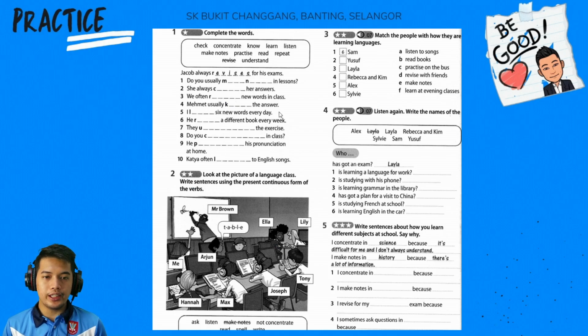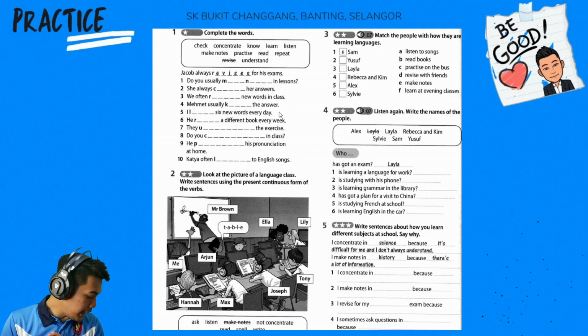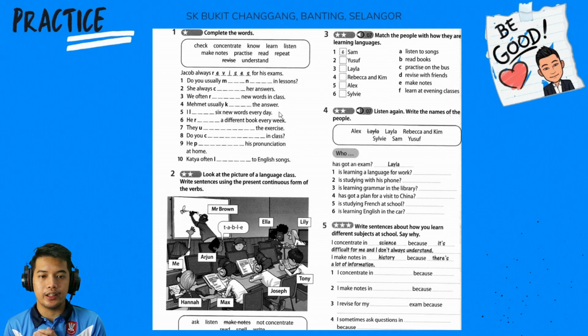So if you notice, this is your workbook. You can check your workbook page 38. Alright, so exercise number 1, very simple, complete the words. You just fill in the blanks using the words given in the box. For example, Jacob always revises for his exam. So you just fill in the blanks. Start from number 1 until number 10.